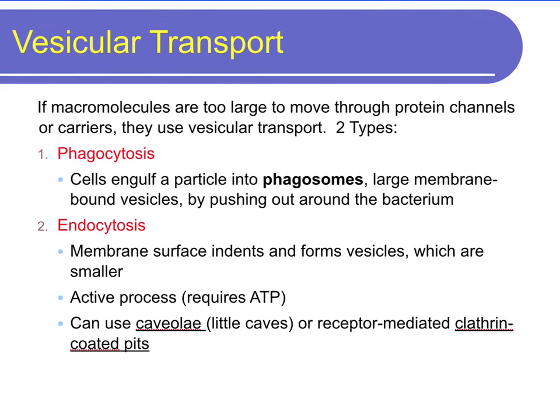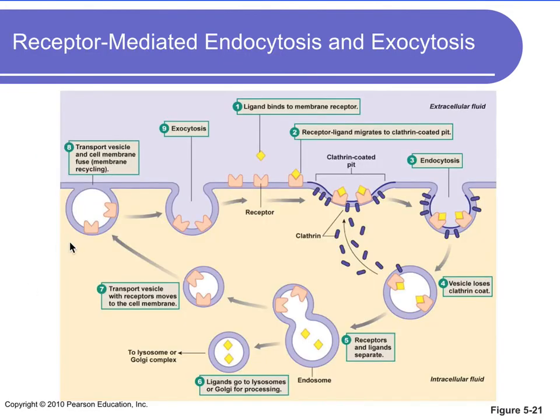And then our vesicular transport, we talked about phagocytosis, endocytosis. We also talked about exocytosis. So here is an example of a ligand binding to a receptor. It will migrate to a clathrin-coated pit that will trigger endocytosis happening. And then here we see exocytosis going on.